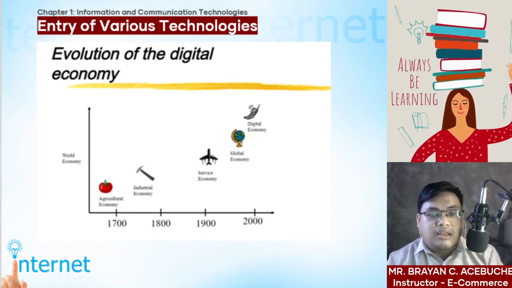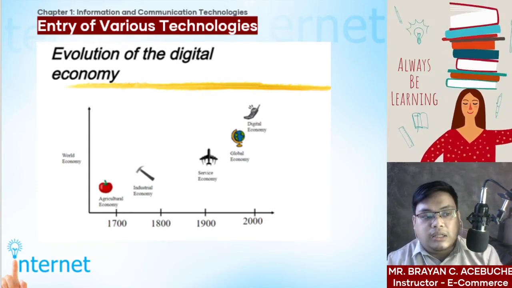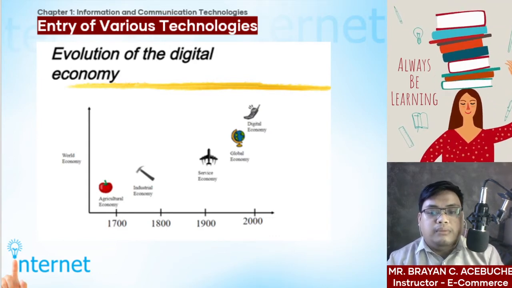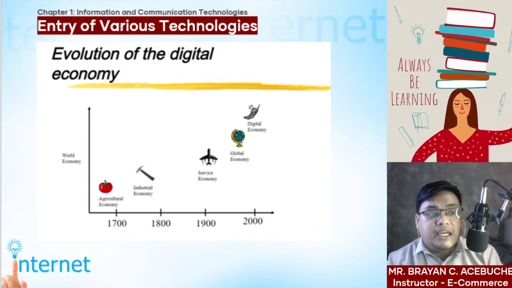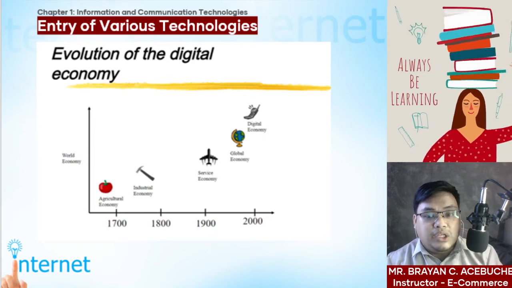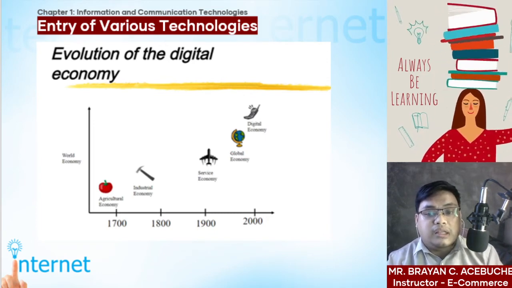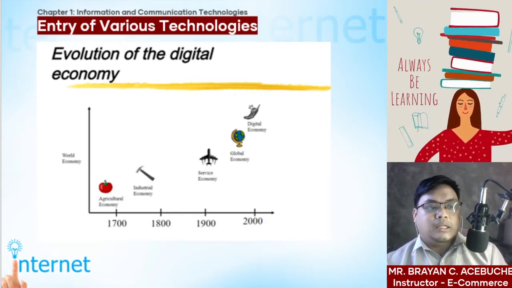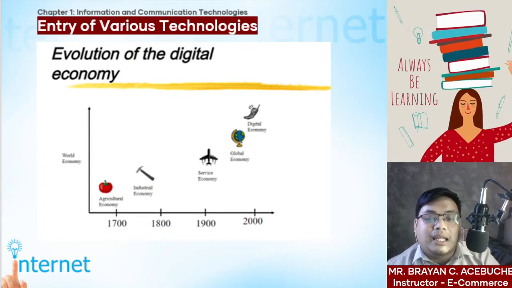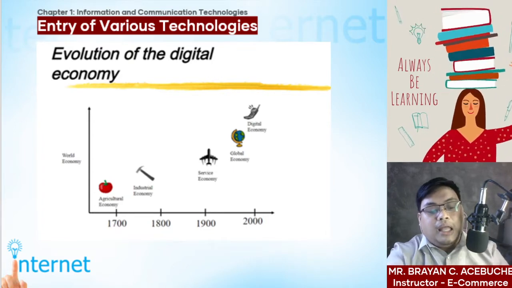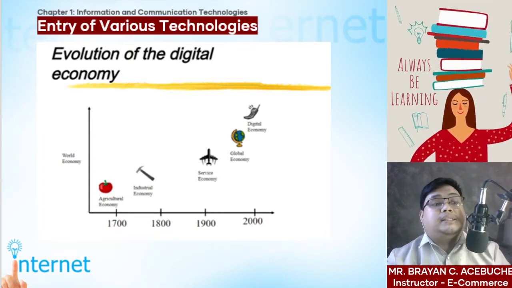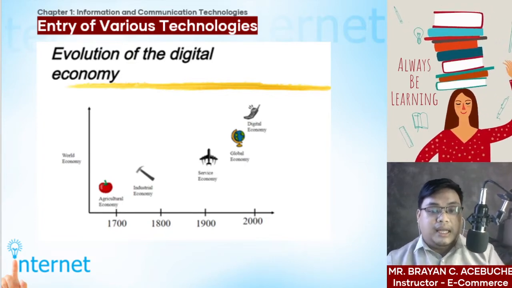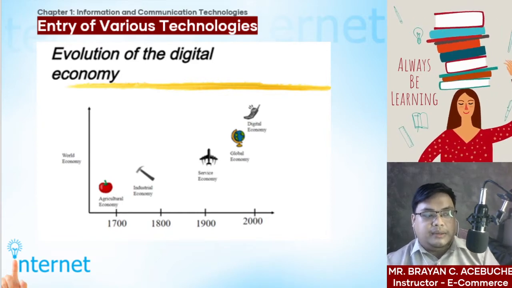And then in 1900s, yan nakikita niyo po sa ating screen, from industrial economy, the world transformed into service economy. And eventually, it transformed into global economy until the beginning of 2000, nag-start na po yung tinatawag nating digital economy, at hanggang ngayon ay iyan pa rin po ang tawag natin sa economy natin ngayon.